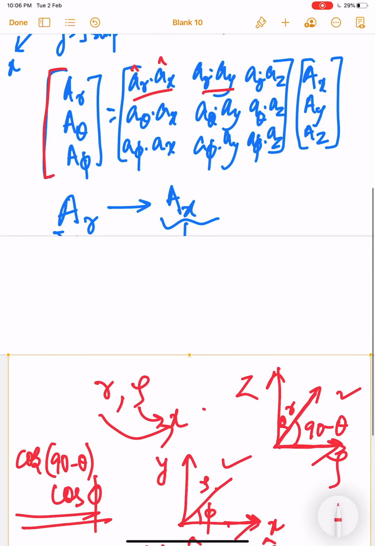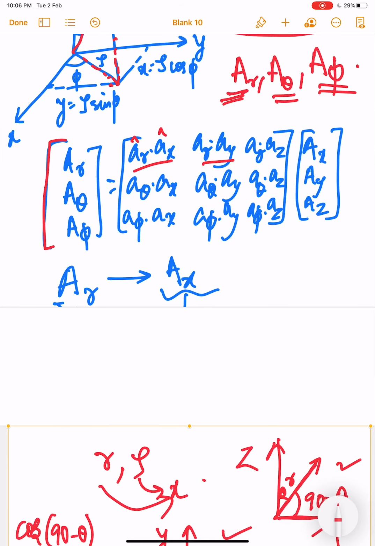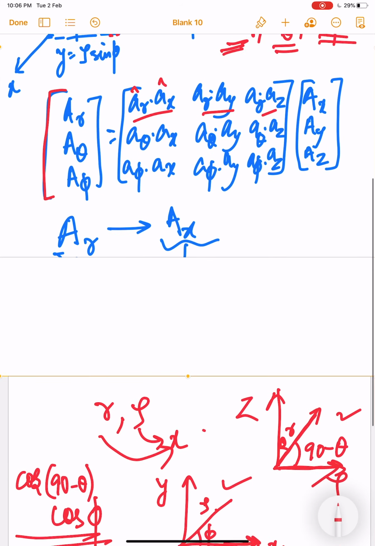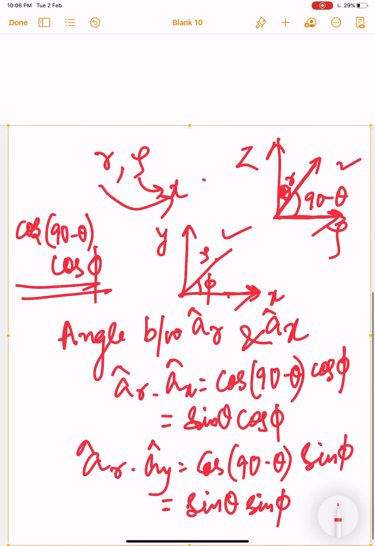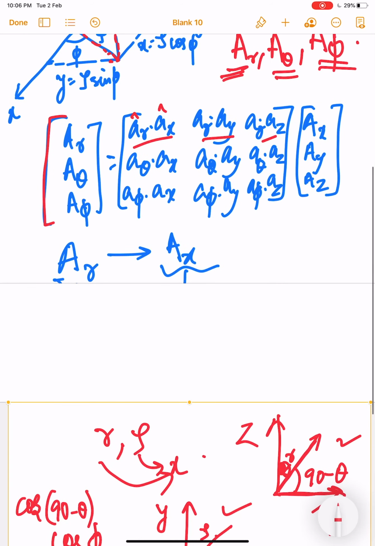Similarly, what other angles do I have to take out? I have to take out the angle between R and Z. That is pretty simple. Over here I can see the angle between them is theta. So a_r dot a_z cap will be cos theta. This is pretty straightforward.